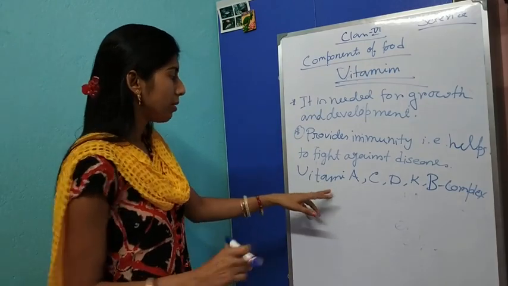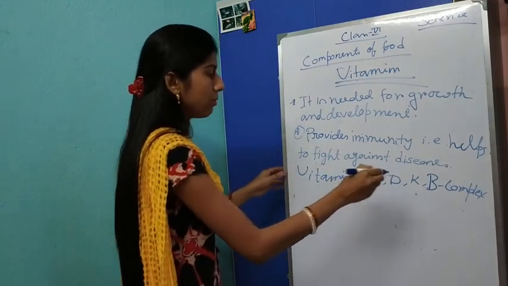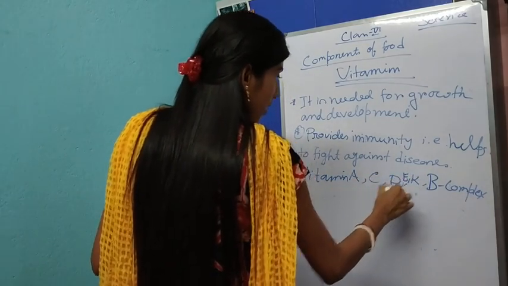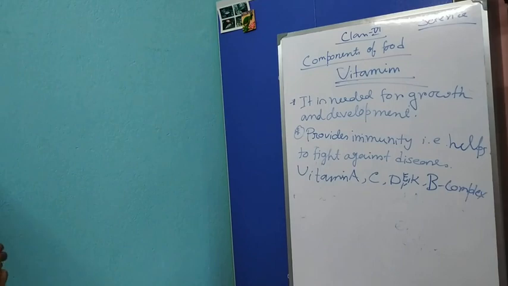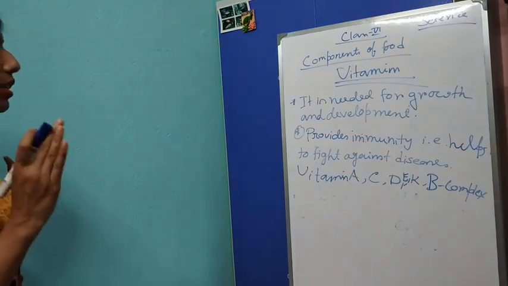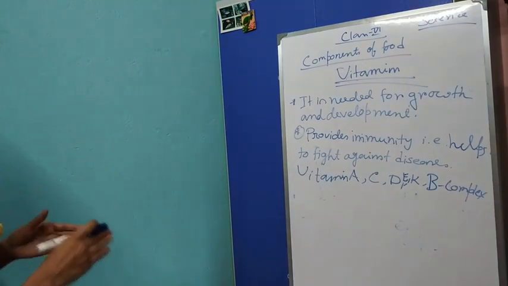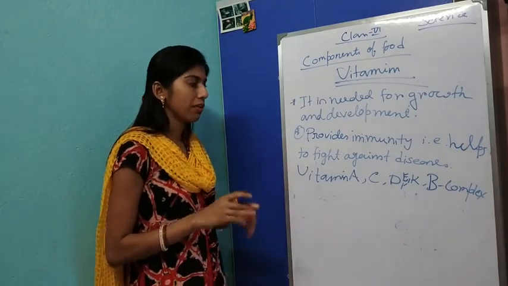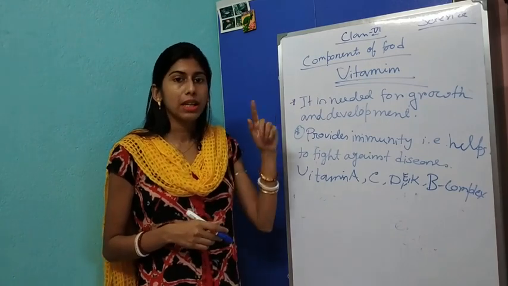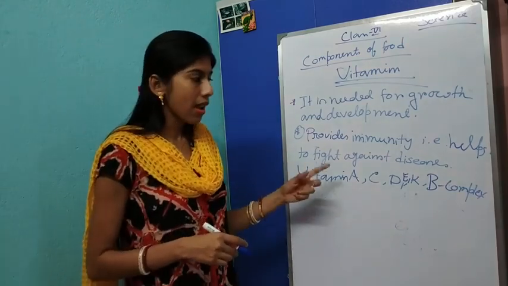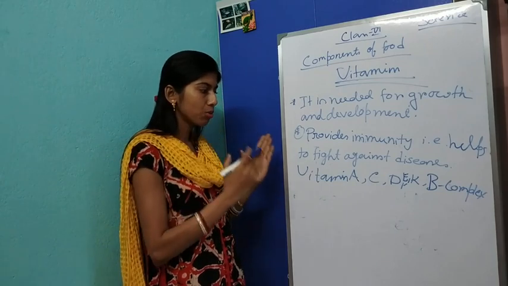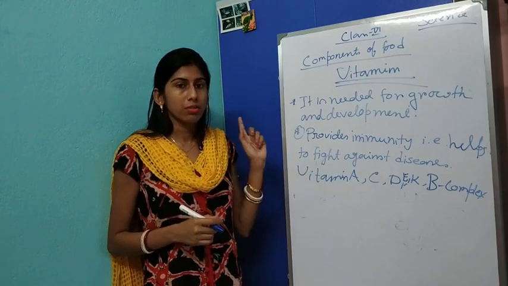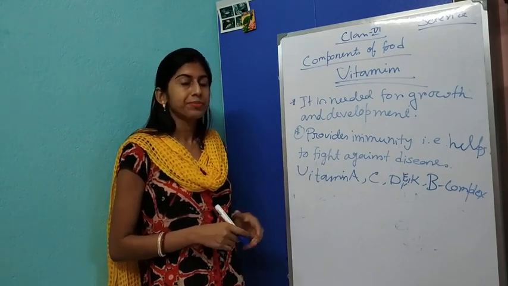So what are the main vitamins? Vitamin A, vitamin C, vitamin D, vitamin K, vitamin E and vitamin B complex. These are the main vitamins, and all these vitamins have different roles and different sources from different foods. So we will get different vitamins. Okay, we will make a chart of different vitamins, and we will see what the different sources and functions of these vitamins are. We will do that chart in our next class.